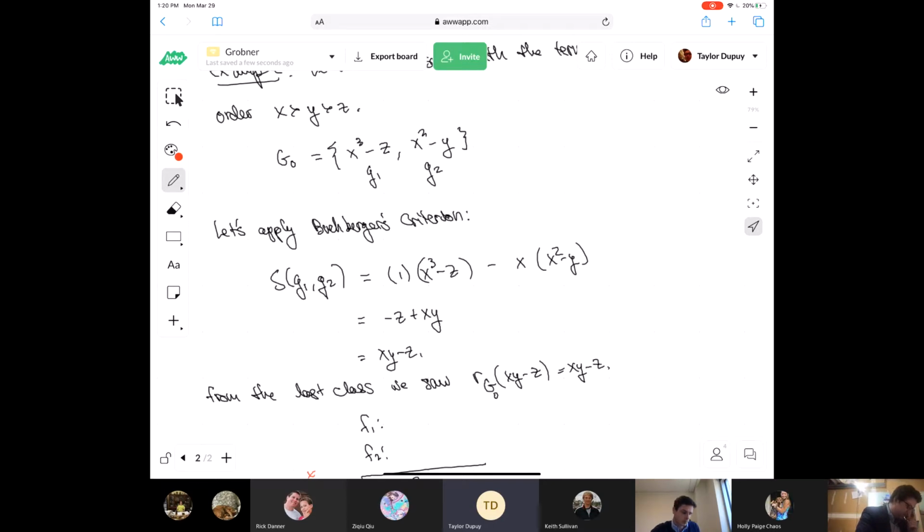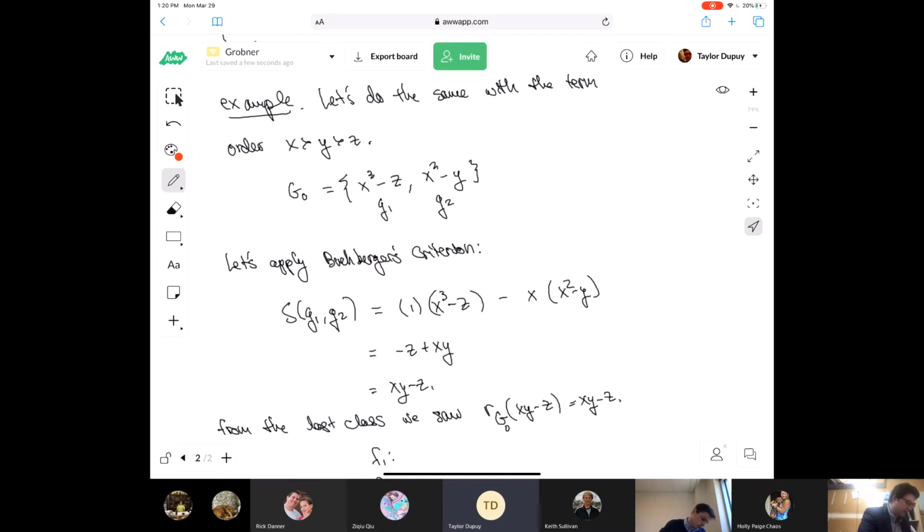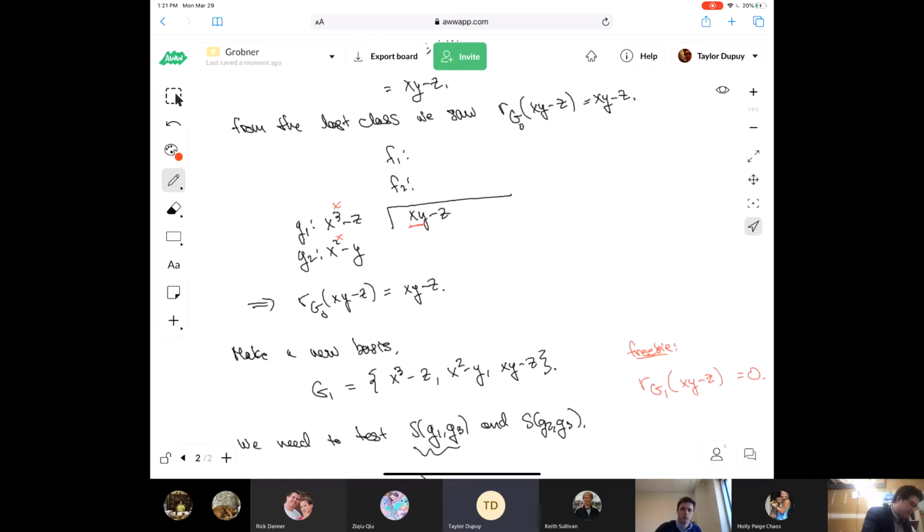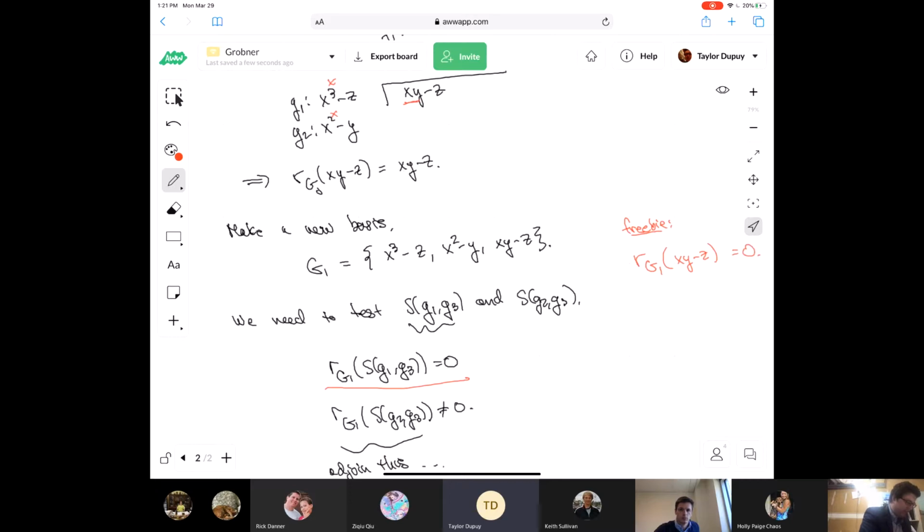So here you get this extra term, xy minus z, and then you have to throw this in, right? So here, if you do the division algorithm with respect to this term order and this basis here, then you'll get that it doesn't divide. And so now you have a remainder, and now you make a new basis for your ideal, a new generating set. And now we have to go on and test these to see if they're in the ideal.